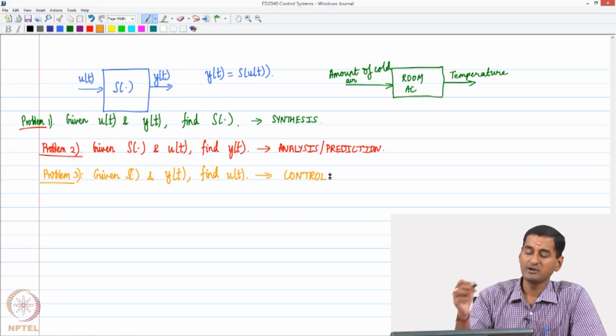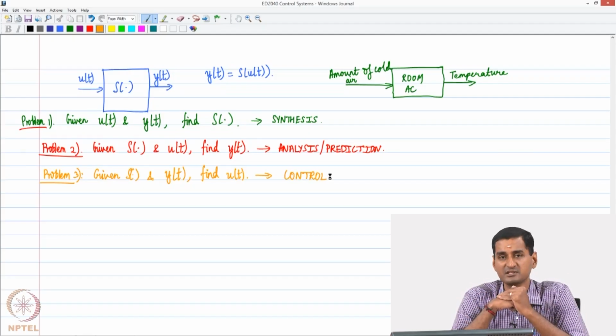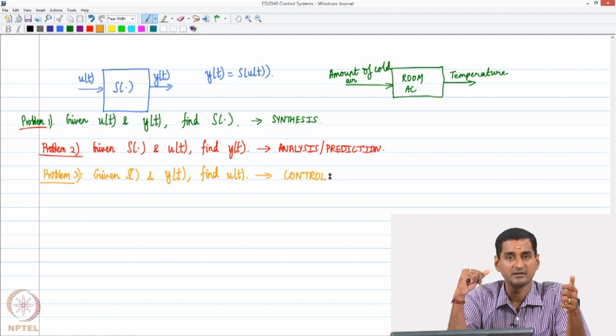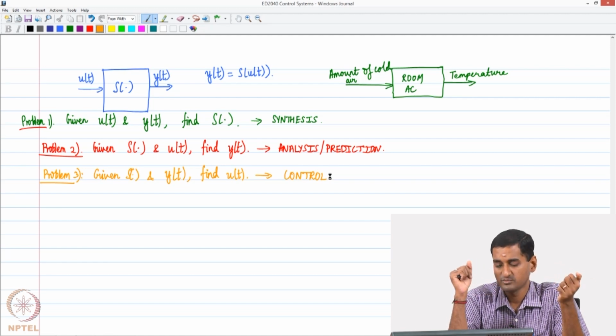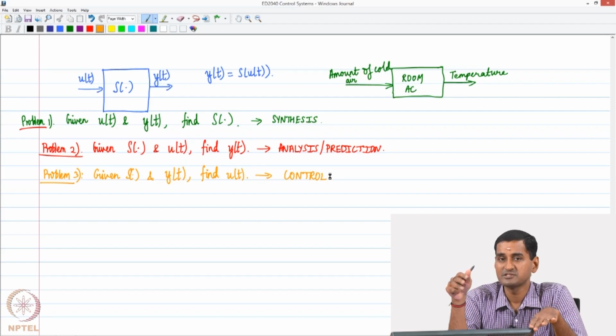What do I mean by this? Suppose I come into a room with an air conditioner and I want to regulate the temperature of air in this room. I set the temperature as 25 degrees Celsius. The question is, what is the amount of cold air which I should blow, which would get my temperature to 25 degrees Celsius? That is the problem of control.